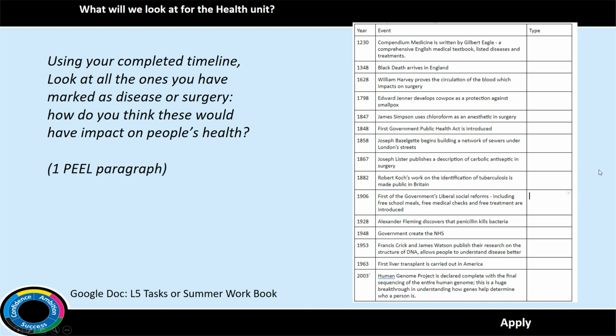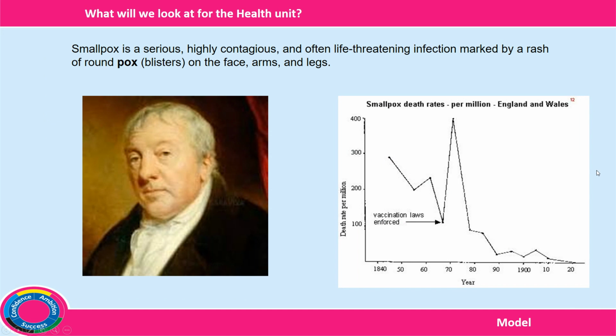Then you're going to move on to your next section, which looks at smallpox. So smallpox was a deadly disease that killed thousands of people every year. It's a serious, highly contagious, and often life-threatening infection marked by a rash of round pox, so blisters, on the face, arms, and legs.